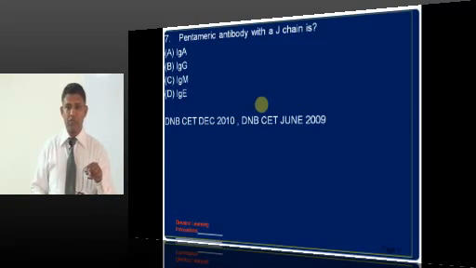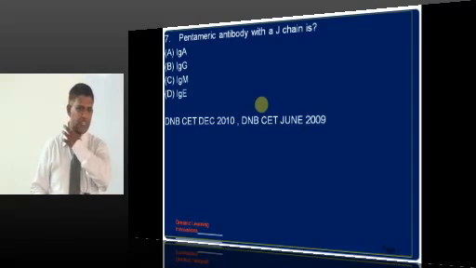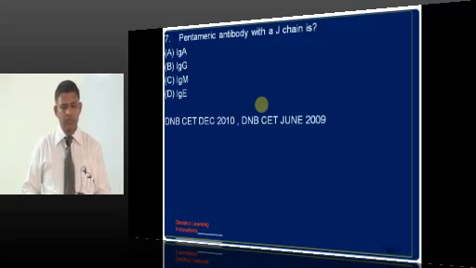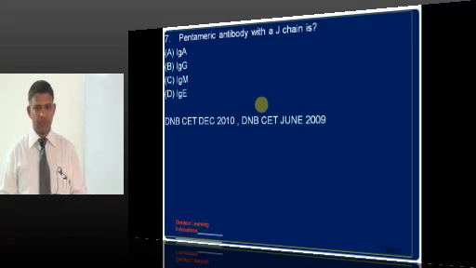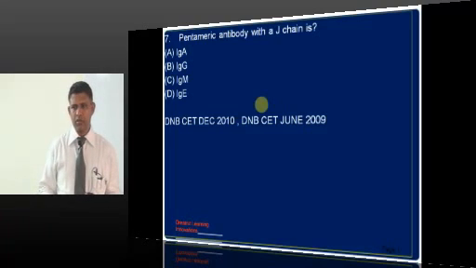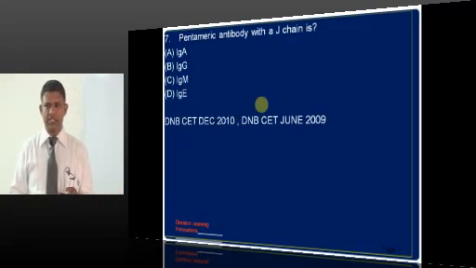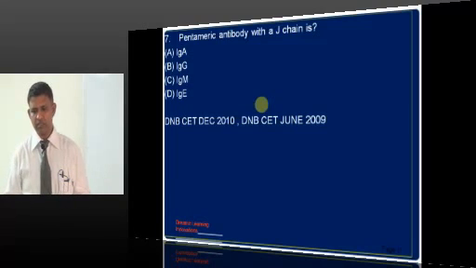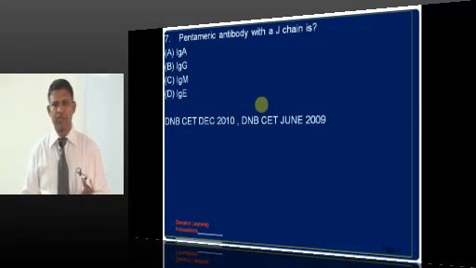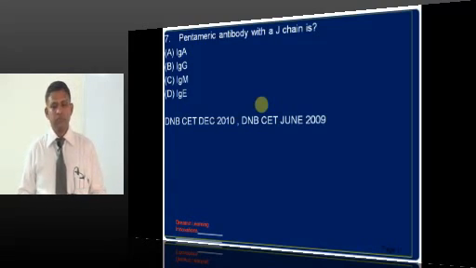IgM is a pentamer. The mnemonic for IgM is MIS. M for molecular weight, highest. I for intravascular distribution. S for sedimentation coefficient, that is also highest. This is for IgM. Write down IgG. The mnemonic to remember IgG from the exam point of view is DHS. D for daily production, H for half-life, S for serum concentration.